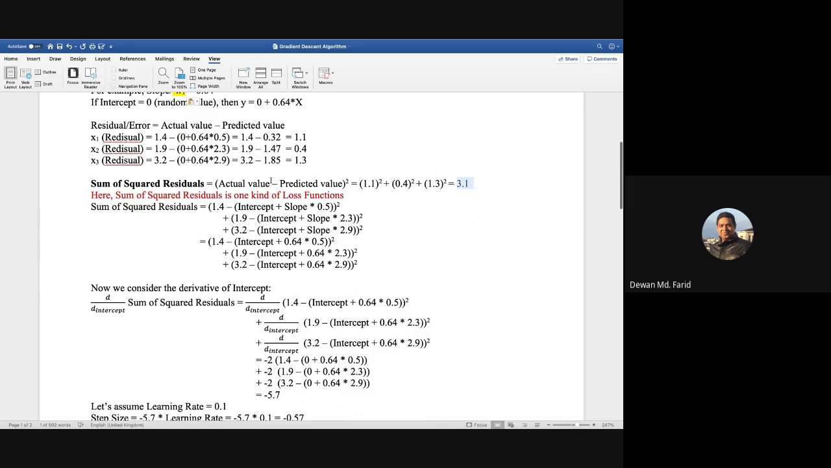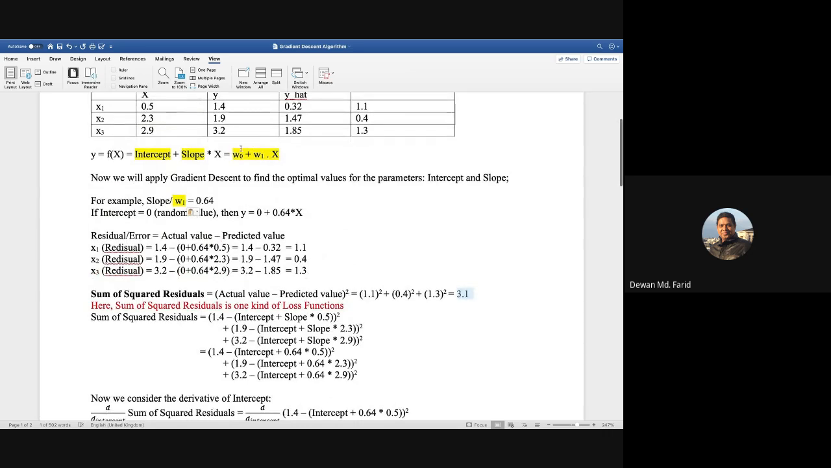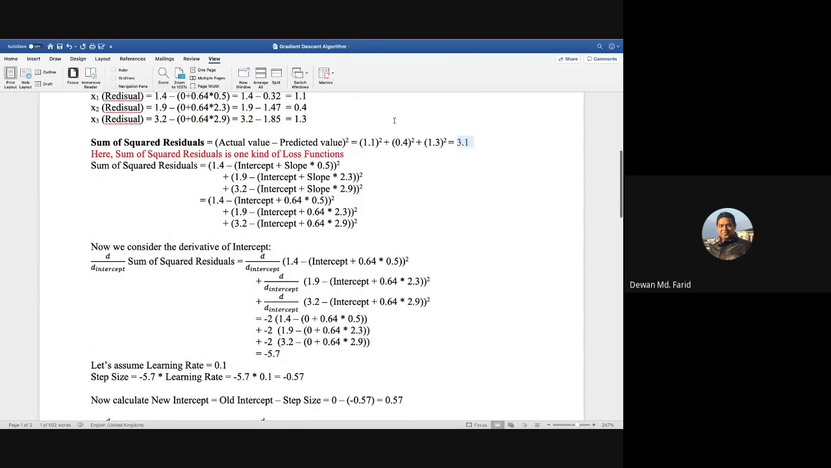Okay, so now we can write these things like this. Therefore, we can elaborate this with this. For our understanding, we are considering intercept and slope, or we can also consider W0 and W1, it's up to you. So we can write it like this. So this is basically this, right?